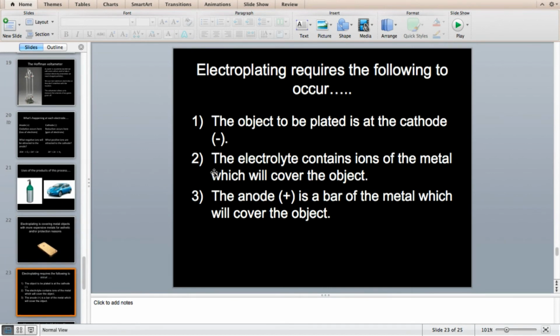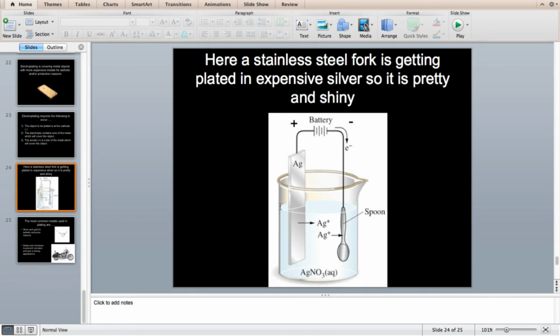Now, the way this works, girls, is the object to be plated is placed at the cathode, the negative electrode, okay? And the electrolyte has to contain ions of the metal that you want to cover the object with. So if you're covering it with silver or platinum, they have to be present in the electrolyte. The anode then is a bar of the metal that you want to cover the object with. So here we go. So here is a spoon getting covered in silver.